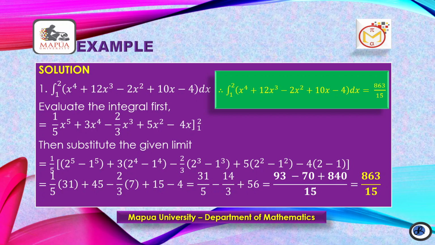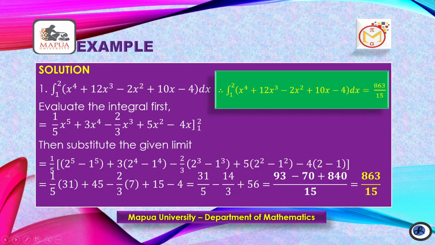For our example in finding the definite integral, as we discussed, we have to find the antiderivative first and then we have to substitute the limit. So in our first example, we have the integral of (x to the fourth plus 12x cubed minus 2x squared plus 10x minus 4) dx. So understood that we have to evaluate it first.